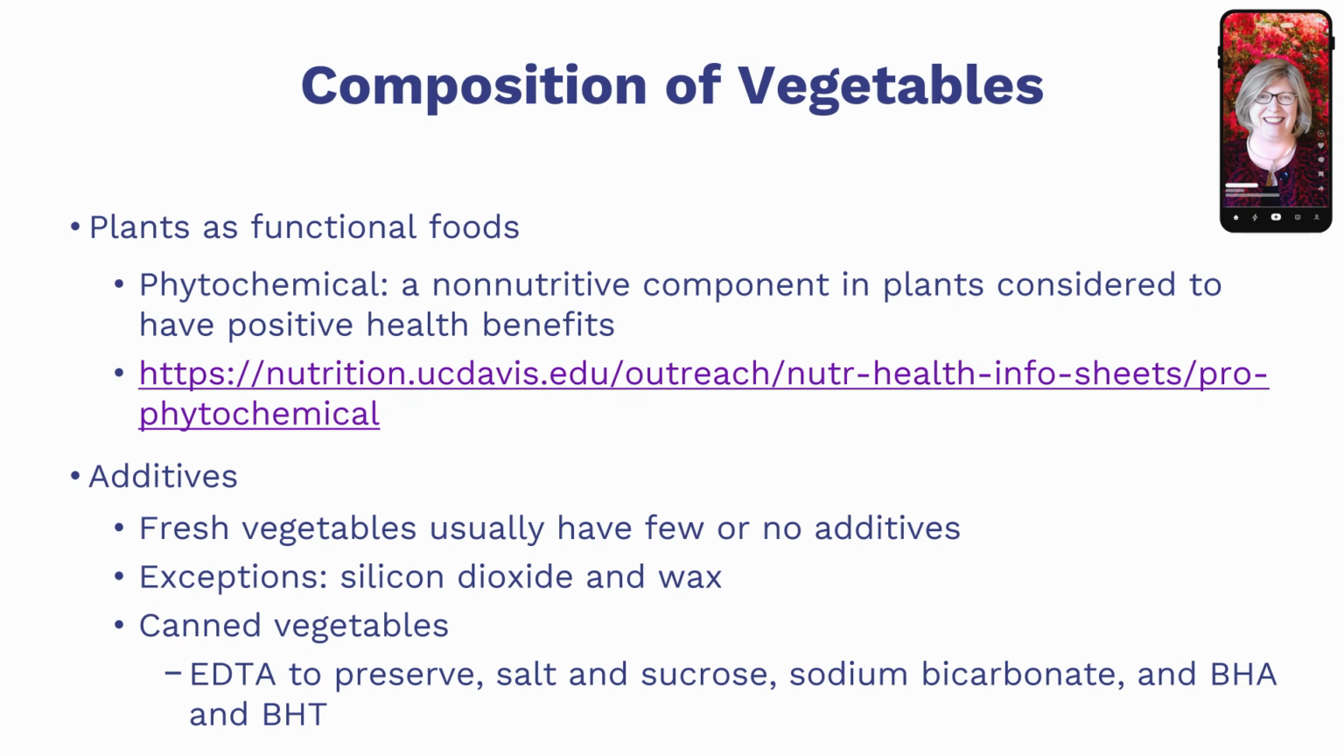Fresh vegetables usually have few or no additives, except there is some naturally occurring silicon dioxide and wax, and sometimes wax is added if they're replacing the wax from having washed the fruit or vegetables. And canned vegetables can have EDTA to preserve, salt and sucrose, sodium bicarbonate, and BHA and BHT.